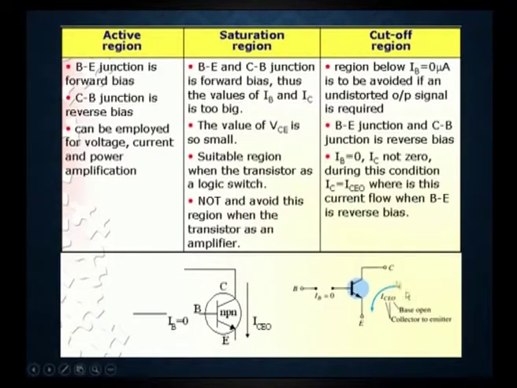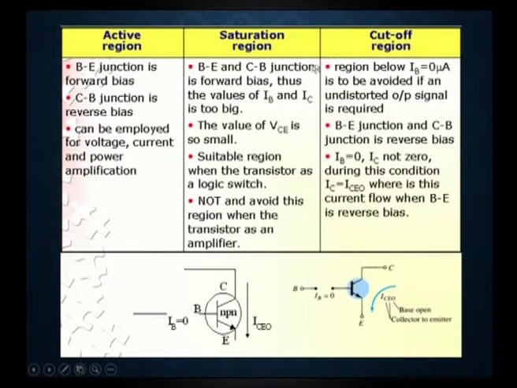Some of the things we need to remember from the output characteristics, which has 3 regions: the active region, saturation region and cutoff region. What exactly happens in these 3 different regions? In the active region, the base and emitter junction is forward biased, and the collector and base junction is reverse biased. It can be employed for voltage, current and power amplification. So, it always acts as an amplifier because we can amplify current, voltage and power.